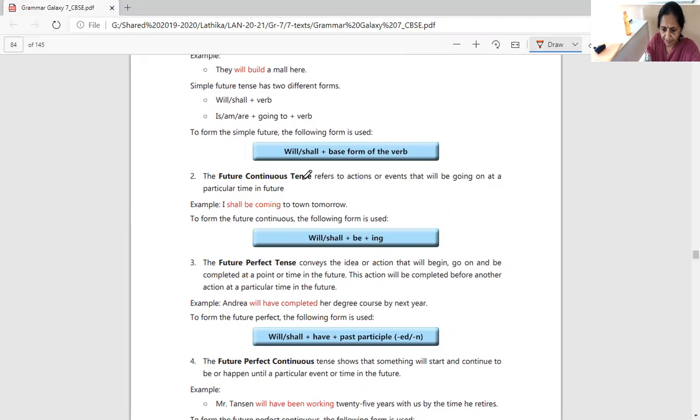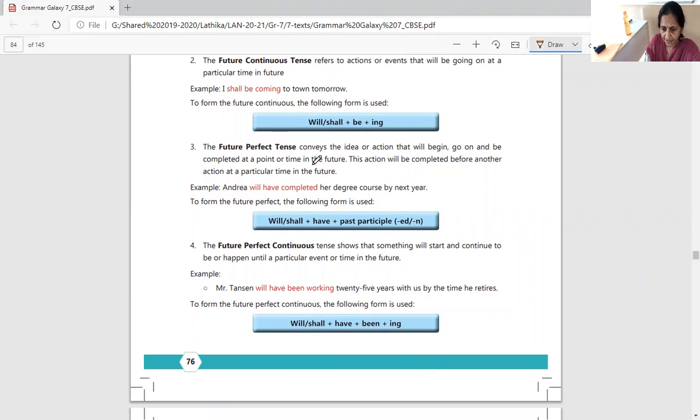The future perfect, after future continuous, we have the future perfect tense. It conveys the idea or action that will begin, go on, and be completed at a point of time in the future. So it will start also in the future, it will go on, the action will continue till a certain time in the future. This action will be completed before another action at a particular time in the future. So this action is going to be completed before another action which is also in the future. Andrea will have completed her degree course by next year. So next year is again in the future. Before that year is completed, you are doing this action which will be completed.